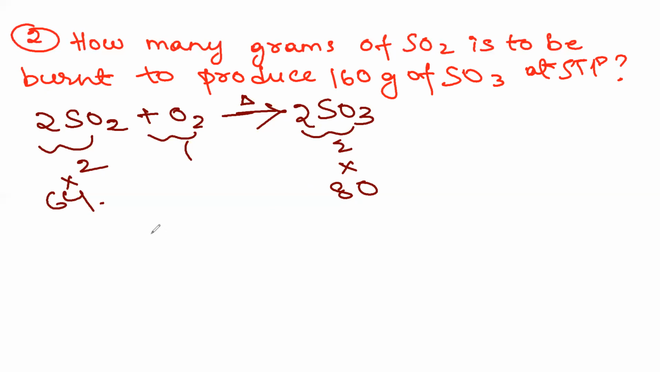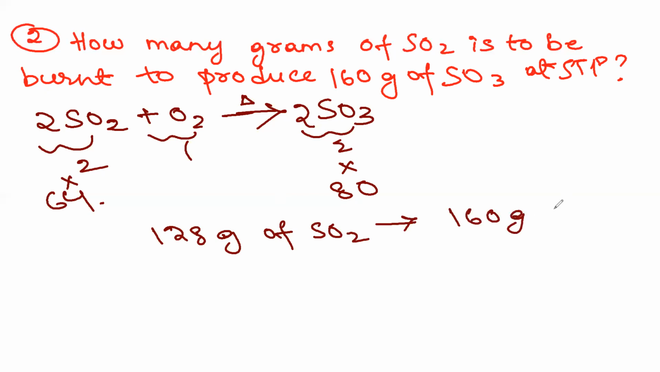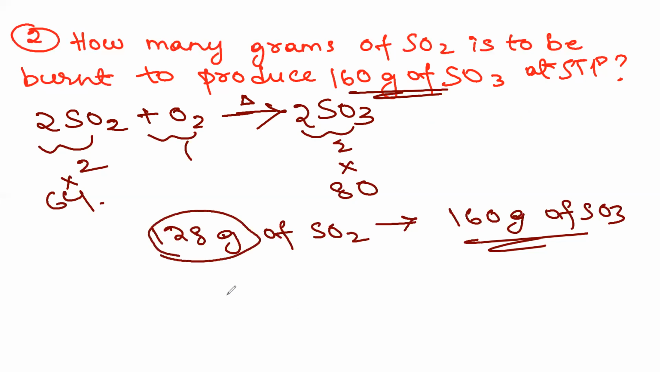By this you can write, 128 grams of sulfur dioxide gives 160 grams of sulfur trioxide. Straight away we got the answer. That is, 2 moles gives 2 moles. So to produce 160 grams of sulfur trioxide at STP, we require sulfur dioxide, how many grams? 128 grams of sulfur dioxide. So this is called the weight-weight relationship. Next question.